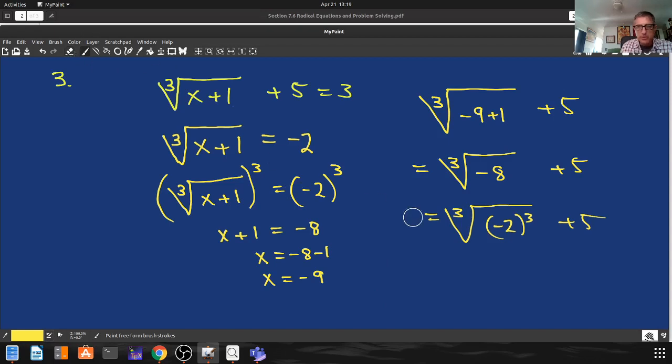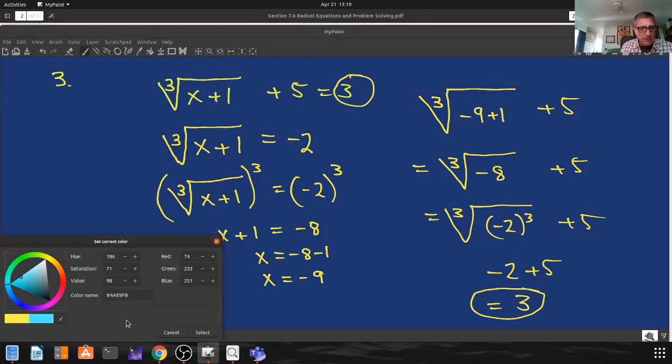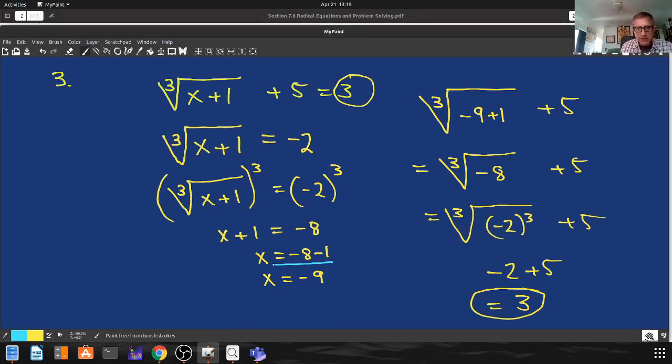So the cube root of minus 2 cubed is minus 2, plus 5, and minus 2 plus 5 is equal to 3. So my final answers match. Three is what I have, 3 is what I wanted. So the end result is my only solution is x is equal to minus 9.